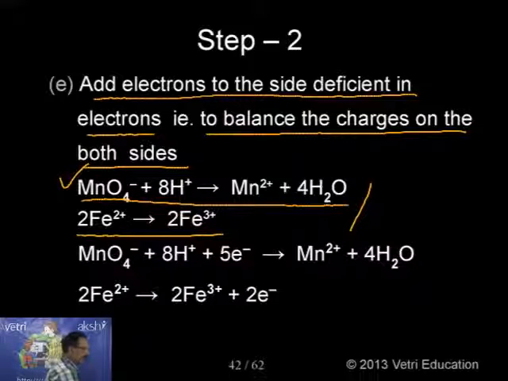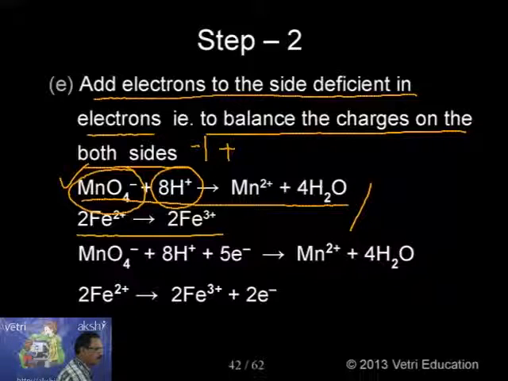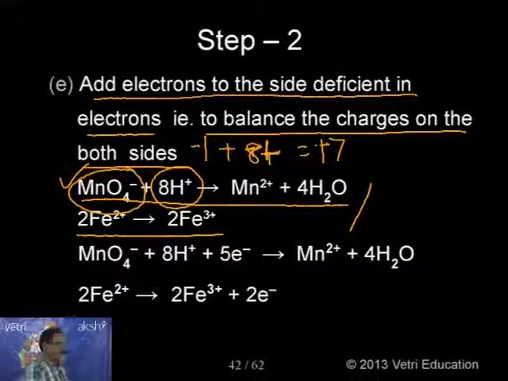In that case, on the left side, 8H plus, whereas MnO4 minus is 1 minus. That means the left side is 1 minus plus 8 plus. The total will be plus 7 on the left side. Whereas if you compare with the right side, Mn2 plus, only 2 plus is there. So left side plus 7, right side plus 2. So they are not equal.